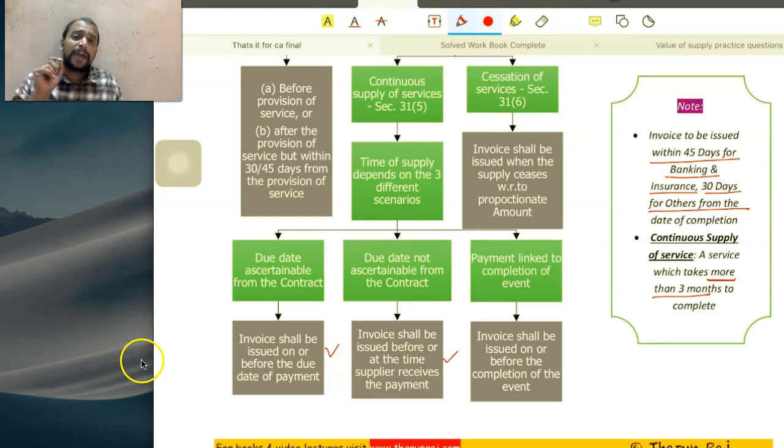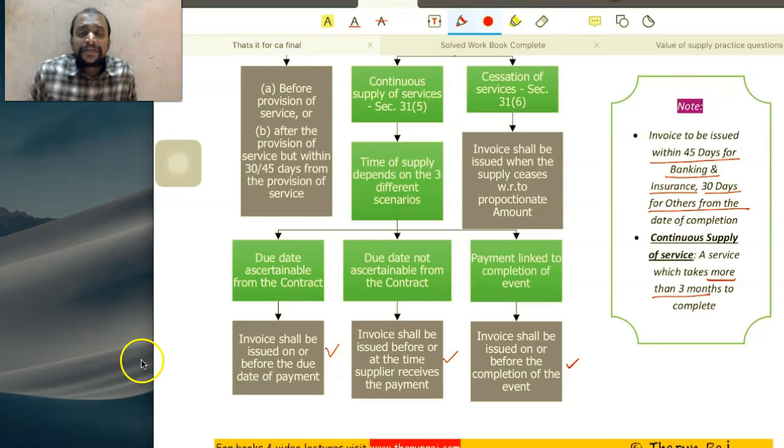Suppose the payment of installment is linked to completion of an event, like 30% completion, 60%, 100% completion. As and when 30% is completed, I need to give an invoice to the extent of that 30%, and I need to give an invoice to the extent of 60%, like that. So the invoice should be issued on or before the completion of that event. This is in case of continuous supply of services.